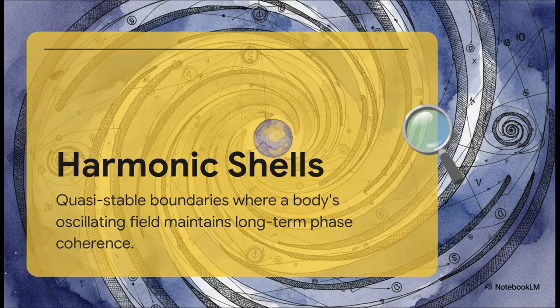I want you to picture dropping a pebble into a perfectly still pond. You see those ripples spreading out? They aren't just random. There's a pattern to them. Well, harmonic shells are basically like three-dimensional, stable versions of those ripples, but in the fabric of space-time. They're like the universe's designated parking spots, the only zones where matter can actually exist in a stable way.